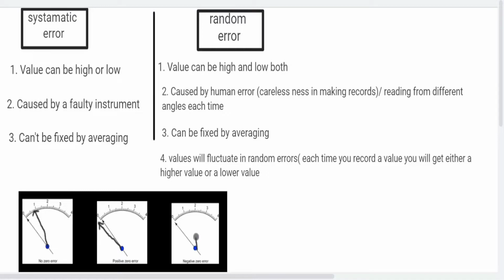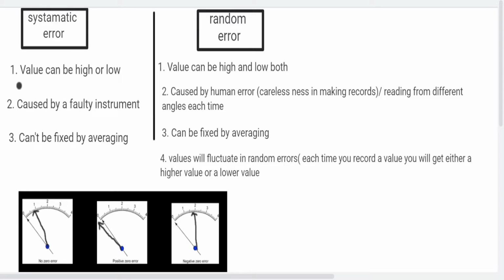In random error, the value can be both high and low. So that means the arrow would not stay at the center, it would fluctuate left and right. Let's say that the measured value was 2, it can go to 3, it can go to 1, and it can also fluctuate between 1 and 3.